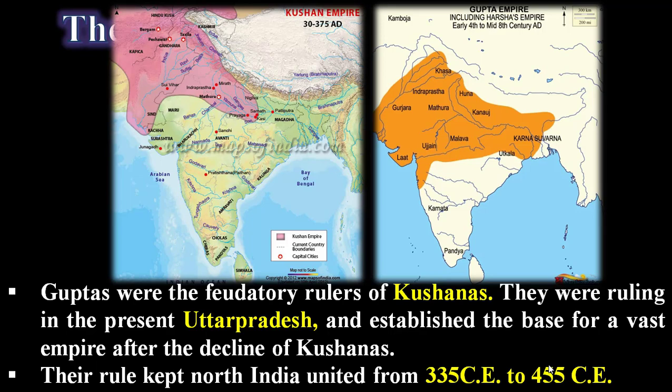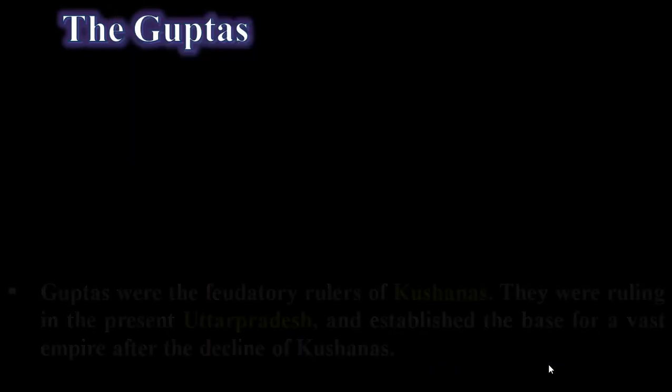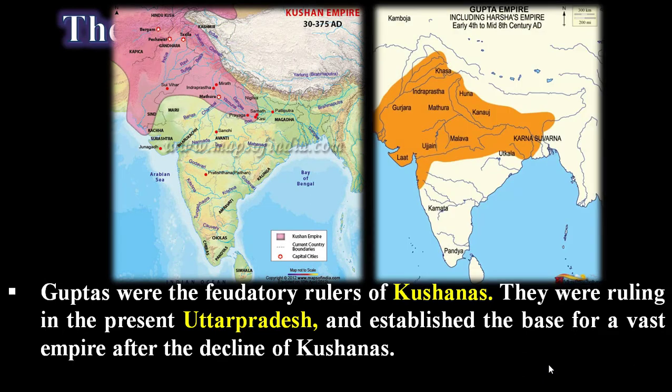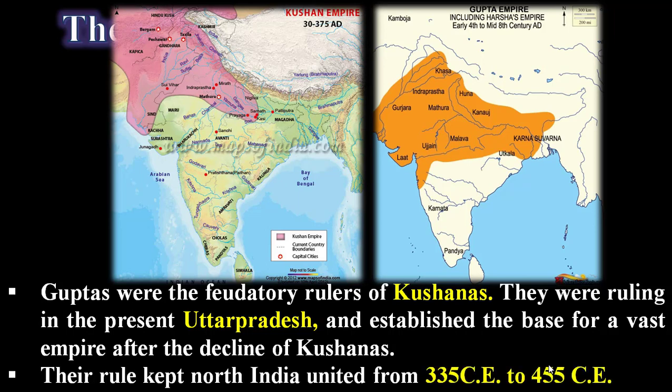Guptas were the feudatory rulers of the Kushanas. Feudatory means they were under the control of Kushanas. They were ruling in present Uttar Pradesh and established the base for a vast empire after the decline of Kushanas. Guptas provided a wonderful administration system in the northern part of the vast empire. Their rule kept the North united from 335 CE to 455 CE.